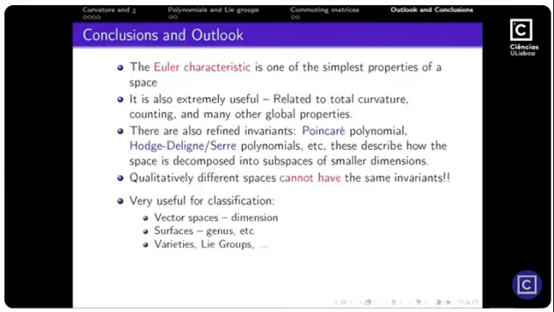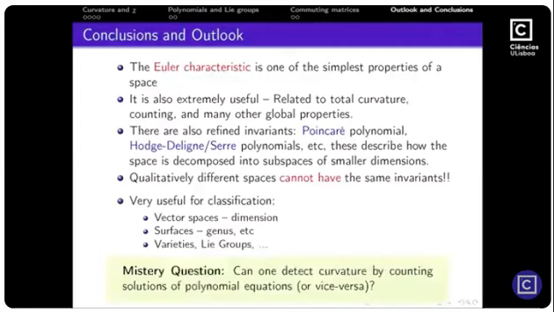But this is the most important thing, that qualitatively different spaces cannot have the same invariants. So for example, two vector spaces, if they have different dimensions, they cannot be the same. Two surfaces, if they have different genus or different Euler characteristics, they cannot be the same. And this can be applied also to varieties of groups, etc. That's what I worked on. Okay, mystery question.